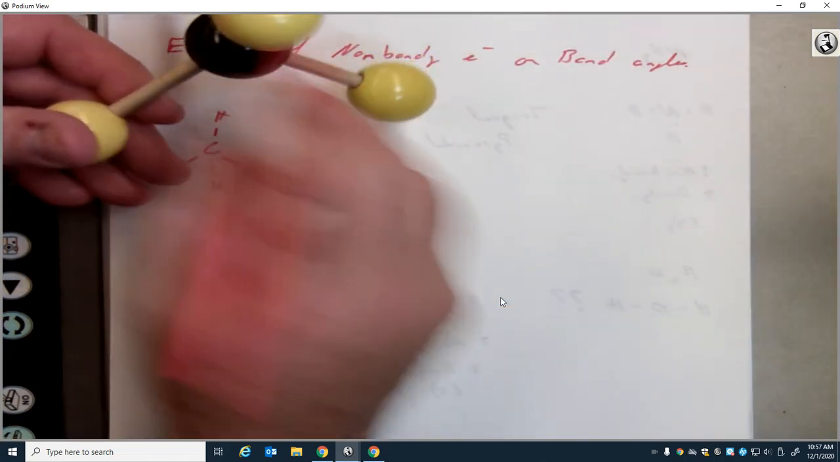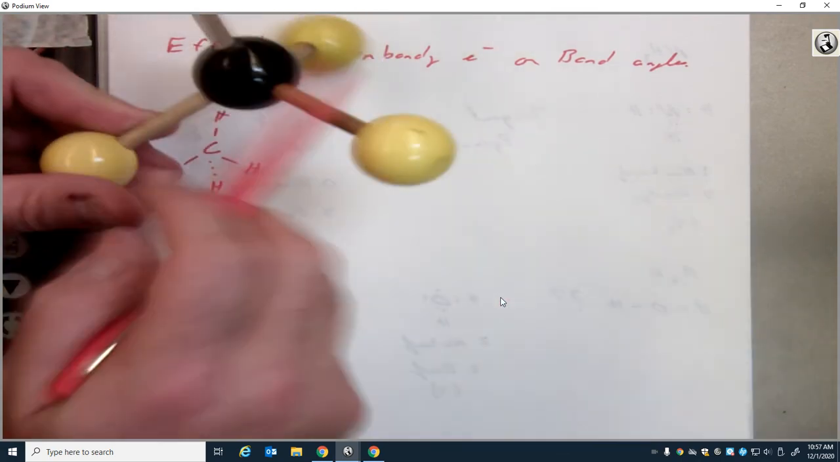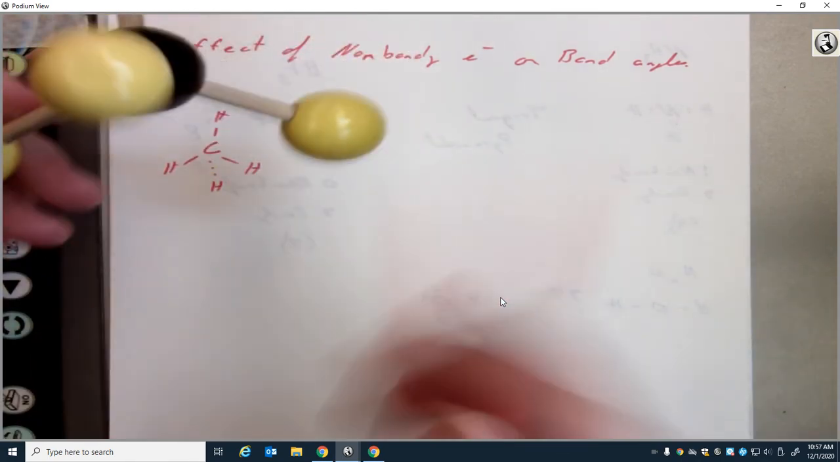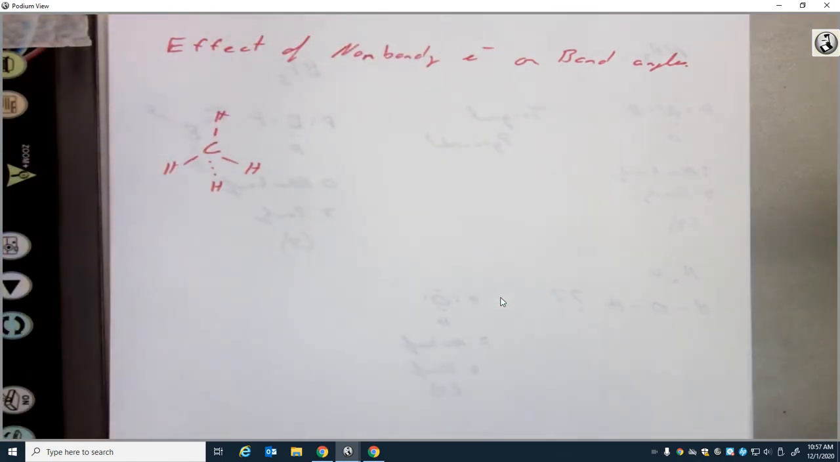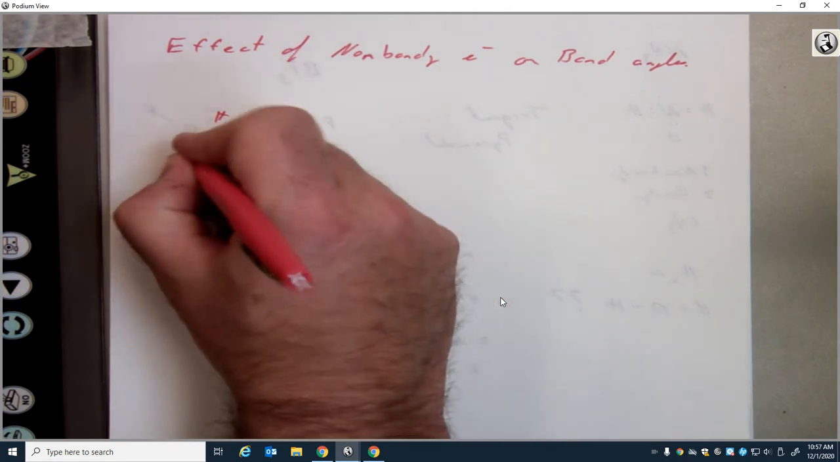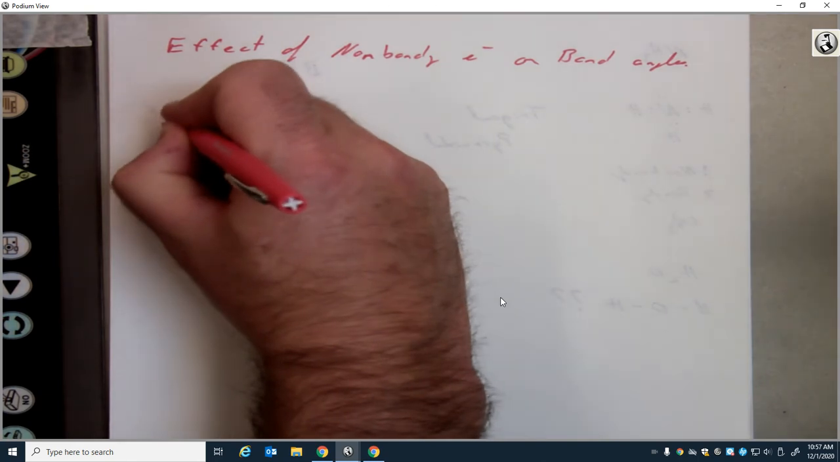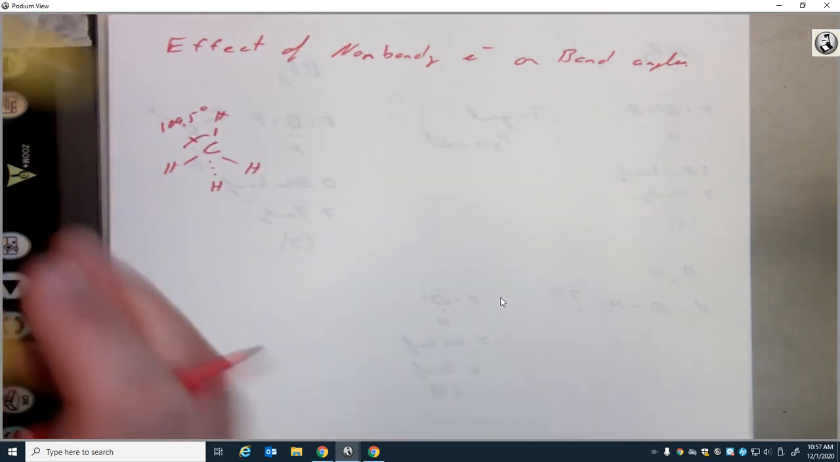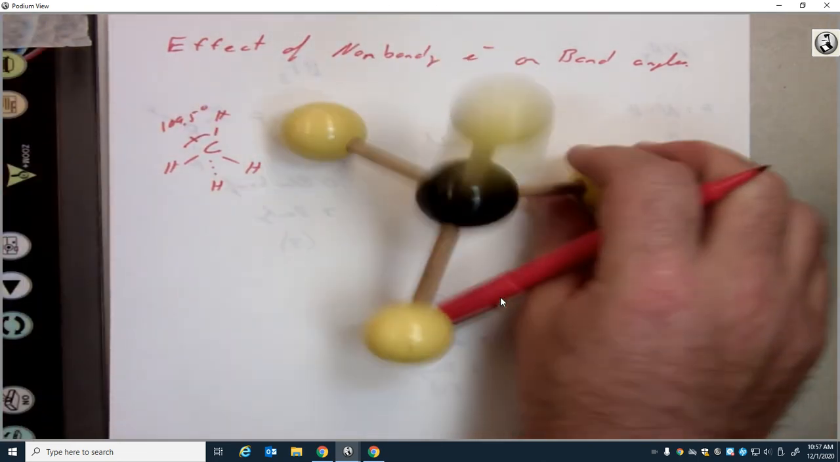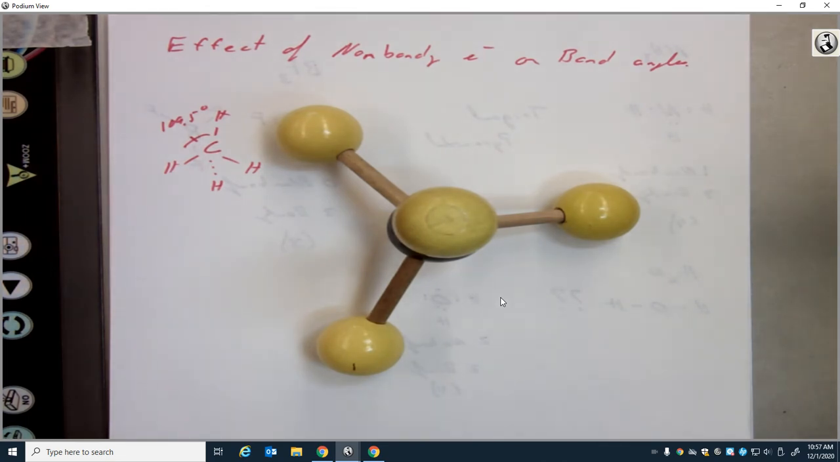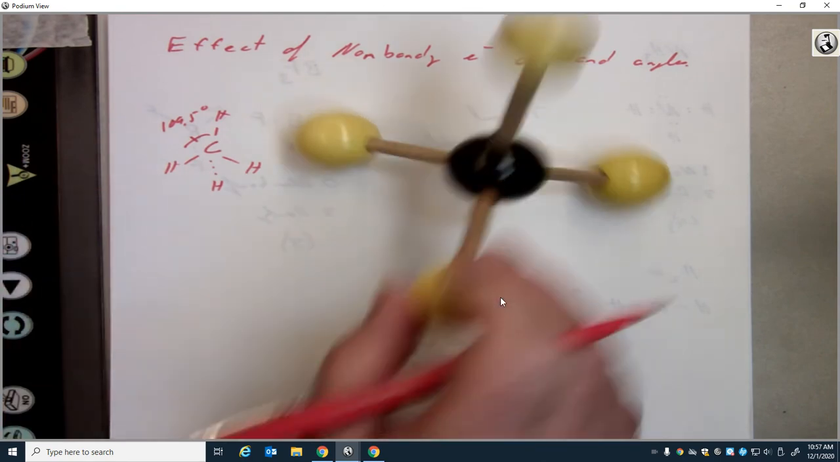When we measure this bond angle, all of these bond angles are exactly the same. Okay, they're equally distant from each other. So the bond angle here is 109.5 degrees. So all of these are 109.5.